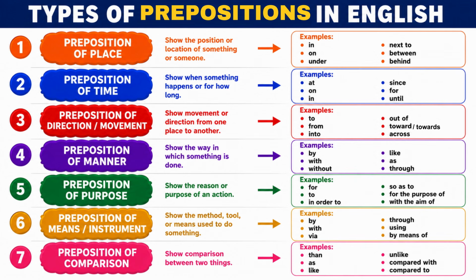So as to. She whispered so as to not wake him. He left early so as to catch the bus. For the purpose of. The meeting was held for the purpose of planning. With the aim of. He trains with the aim of winning. Next, prepositions of means or instrument. These show the method or tool used.